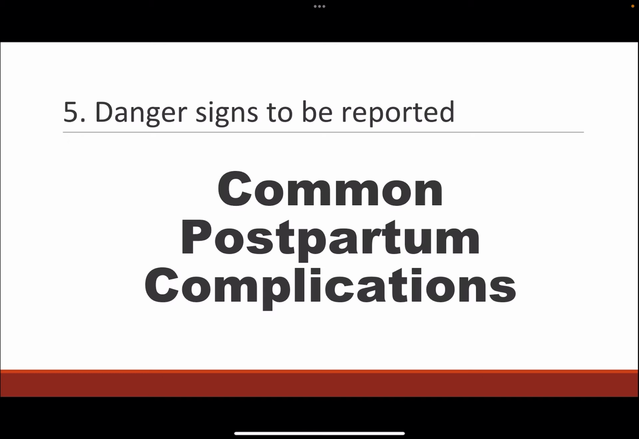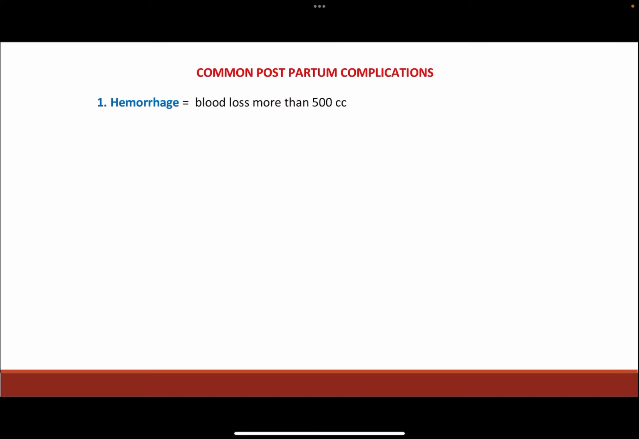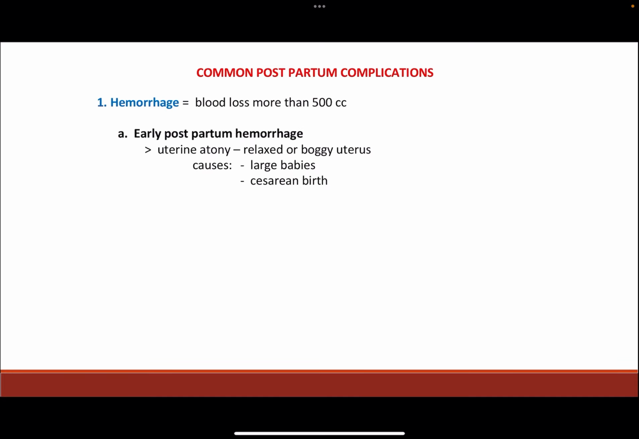So we also have the danger signs to be reported. These are common postpartum complications. So the patient may say, I just gave birth, why do I have so many complications? So this is what to monitor in the patient. That's why the patient has a follow-up check-up after delivery. The first one is hemorrhage, which is blood loss of more than 500 cc. If that happens, immediately refer the patient to the nearest hospital.